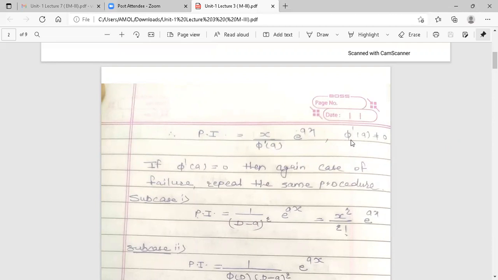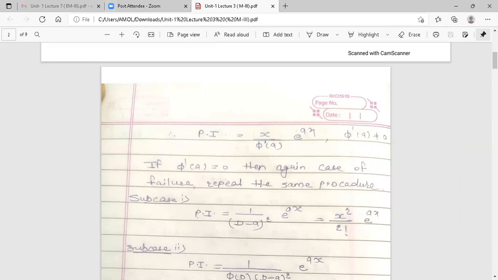Again the condition is that phi dash of a must be non-zero. If it is equal to 0, then again it is a case of failure. In that case, you repeat the same procedure, means multiply the numerator by x, take the derivative of the denominator. After finding the derivative, you replace D by a, and again the same condition will be there: the denominator must be non-zero. So you repeat the same procedure.